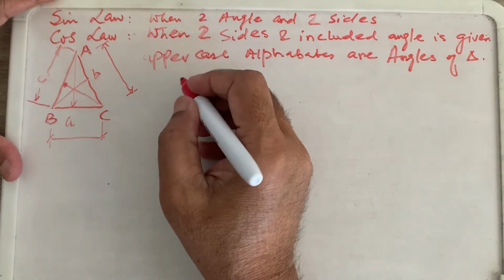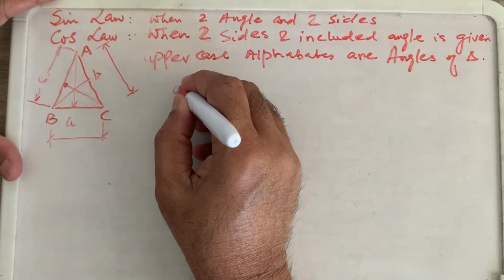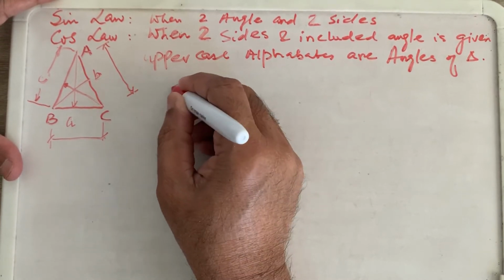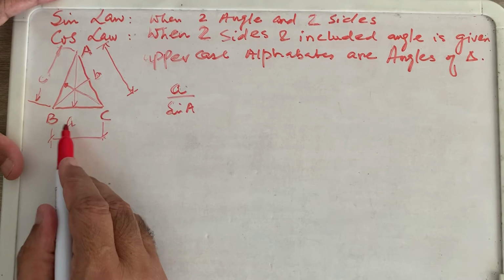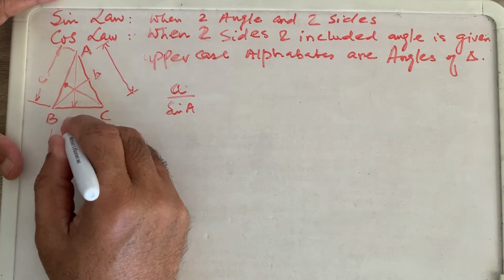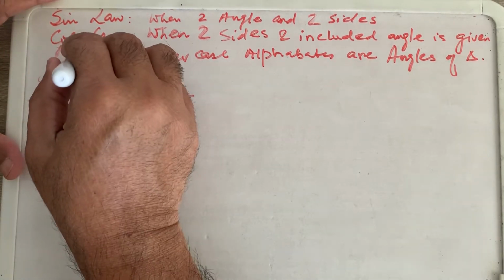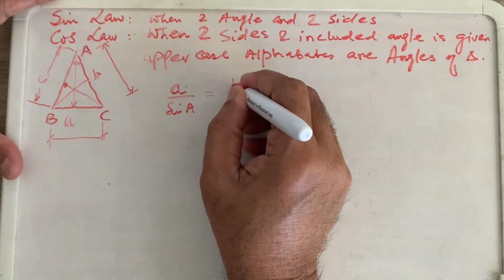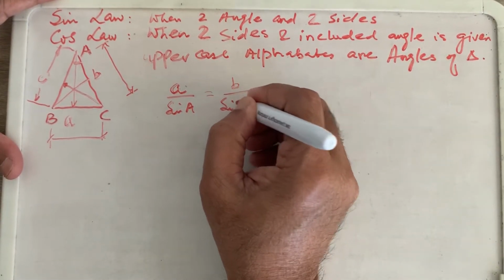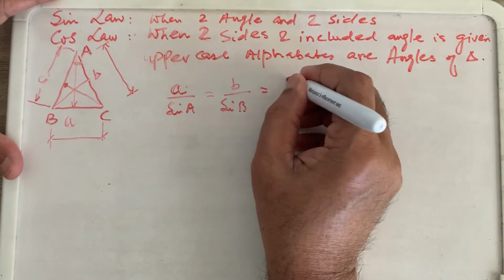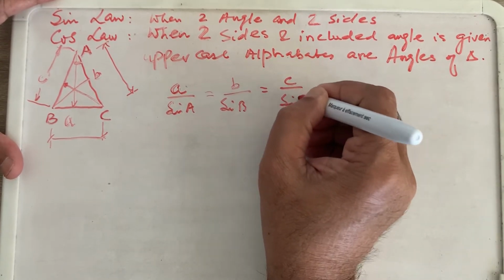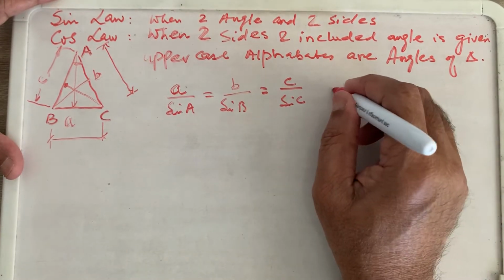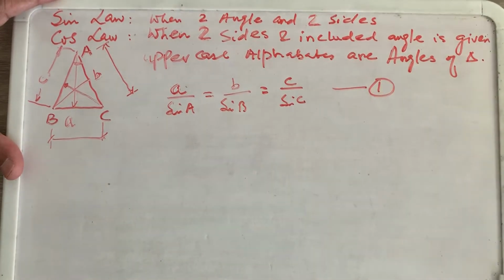And what is sine law? Sine law says that the ratio of the side to the sine of its angle is constant. What is the side? a. So a is this side, and the ratio of a to sine A, angle capital A, is equal to b divided by sine B, which is equal to c divided by sine C. So we have a relationship that this ratio is always constant, or equal, right?